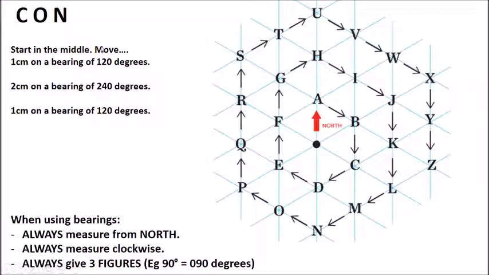Okay, so this is how you would have spelled con. So these are your solutions. And then this is how you would have spelled cot. This is your solution for not. And this is your solution for bit.